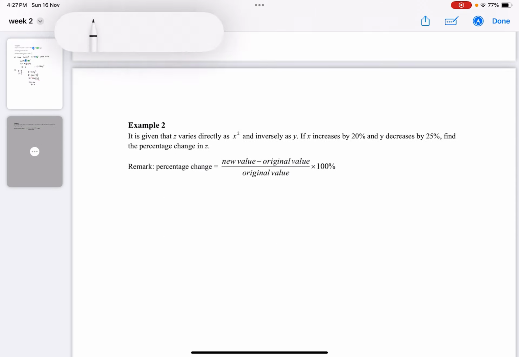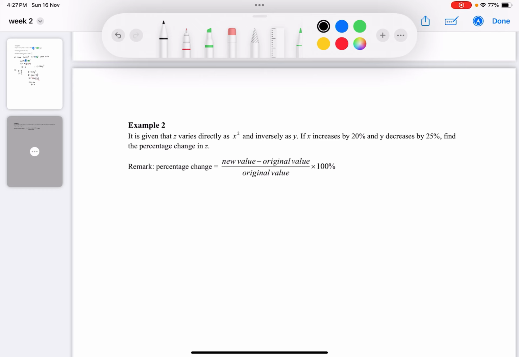Let's say it is given that z varies directly as x squared, and inversely as y. So we have these two key terms, directly and inversely. So meaning that we need to say since z varies directly, it is at the top, inversely would be at the bottom. Therefore, we have z equals kx squared over y. And we need to indicate that k would never be 0.